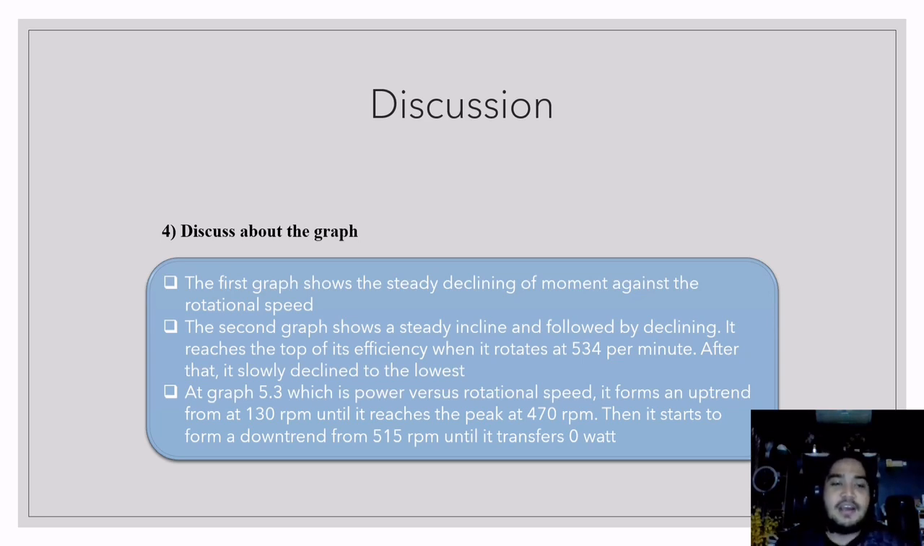As for the last graph, power versus rotational speed, it forms an uptrend from 180 rpm until it reaches the peak at 470 rpm. Then it starts to form a downtrend from 550 rpm until it reaches zero.